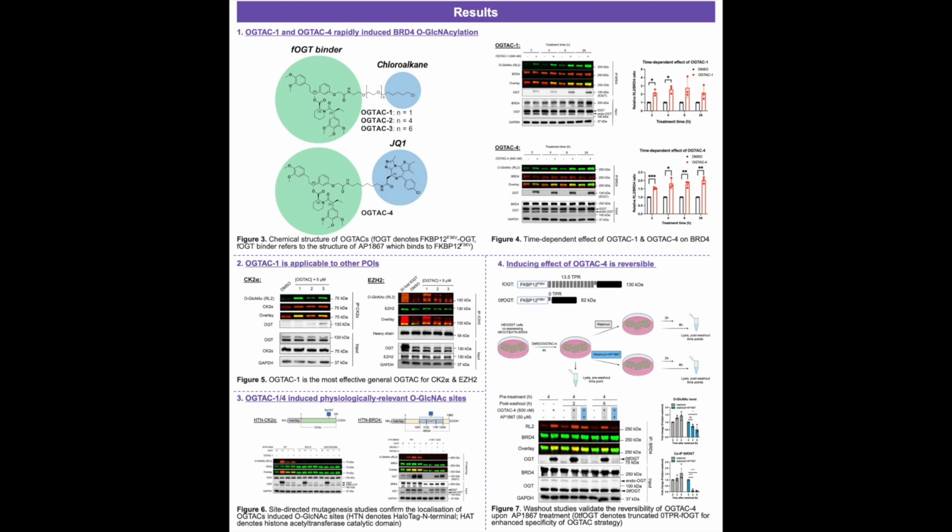Secondly, as OGTAG1 was designed for general application to all HaloTag fused POIs, we also apply it to CK2 alpha and EZH2. These other two proteins also show that OGTAG1 can successfully induce O-GlcNAcylation. Thirdly, we use a site-directed mutagenesis study to confirm the OGTAG1 and 4 induced O-GlcNAcylation sites are physiologically relevant on BRD4 protein. As can be seen in Figure 6, after site mutation, the O-GlcNAcylation signal disappeared.